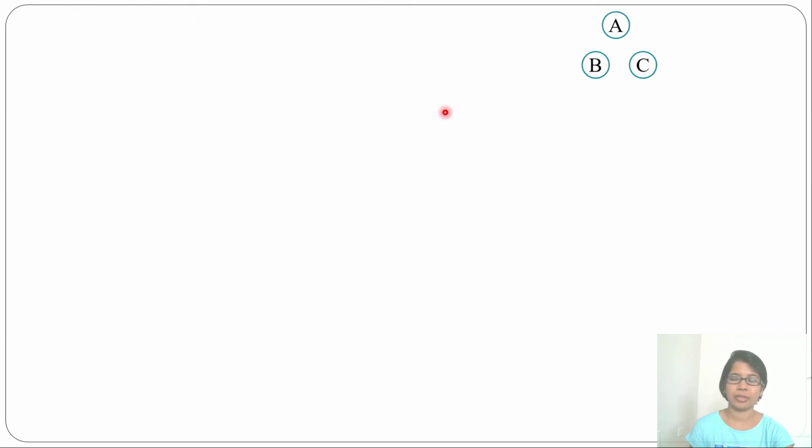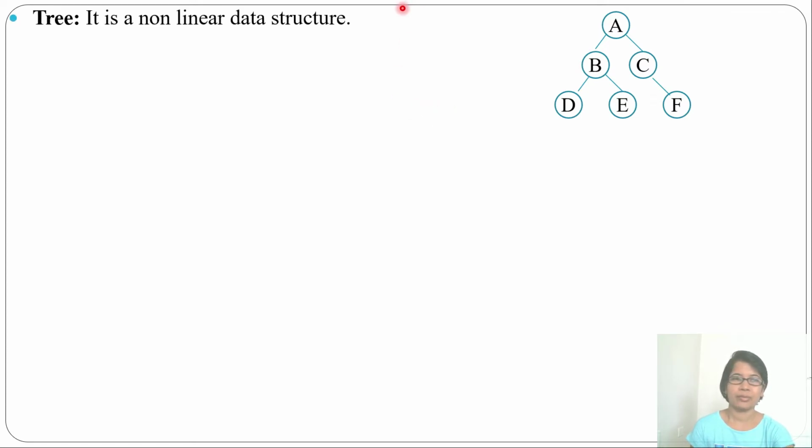Let me first construct a tree, and then I will explain through this. Initially, I will explain some terms that are regularly used in trees. After that, I will go to binary tree. So first, what is a tree?